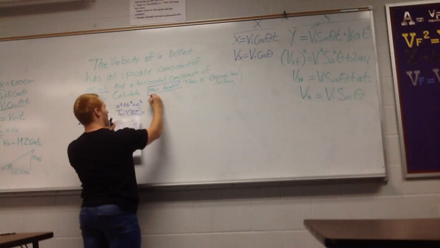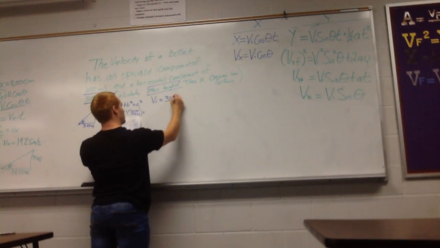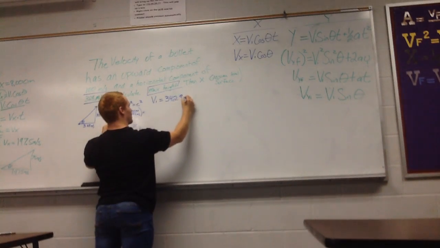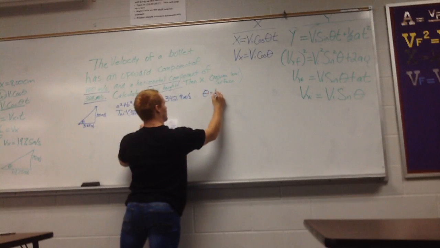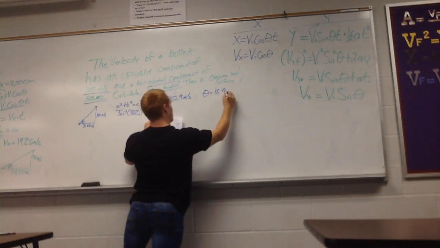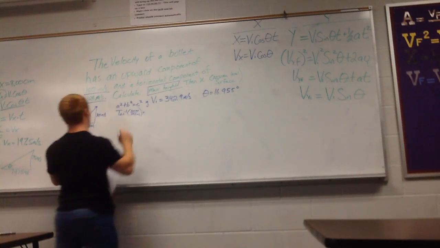I already solved those, so you should get a value. Pause if I'm going too fast, but VI is going to be 342.9 meters per second. Theta is going to be 16.955 degrees. Okay, so I'm going to actually write out all our givens now.